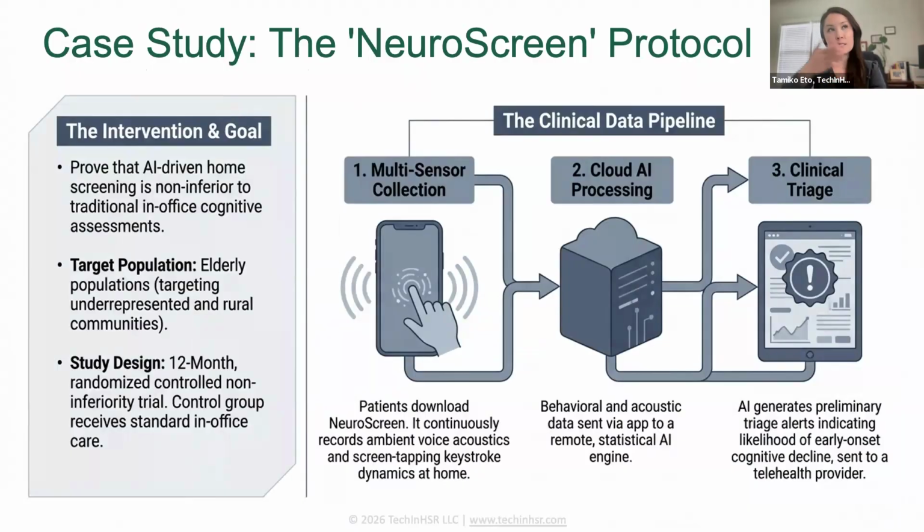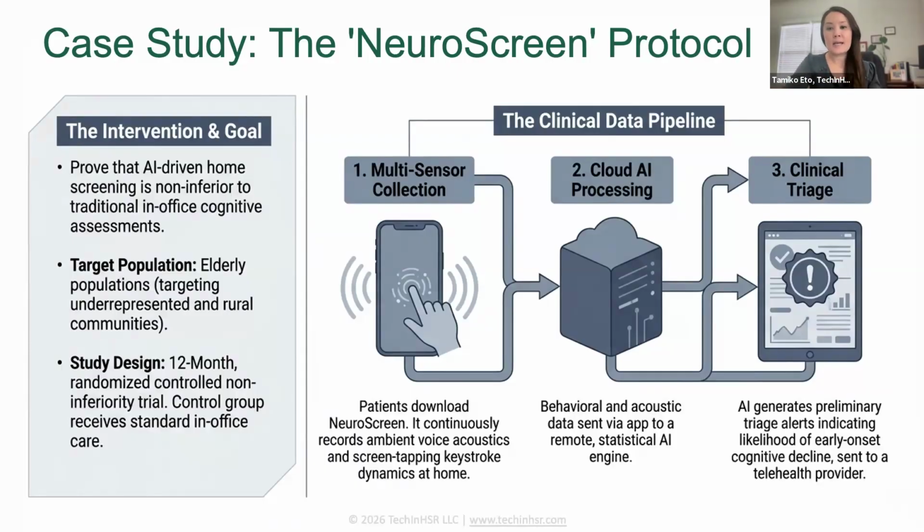The app runs continuously in the background on participants' personal smartphones and tablets, and it's going to capture two streams of data. One is it's going to capture this ambient audio, meaning that it's recording background voices and sounds in the home. And the other one is keystroke biometrics, meaning that it's logging the rhythm, the pressure, and timing of every tap and swipe on that participant's phone, whatever they're doing on their device.